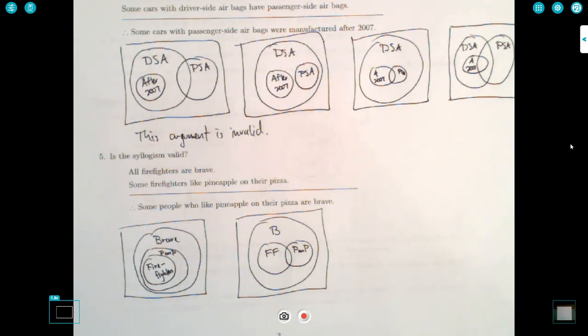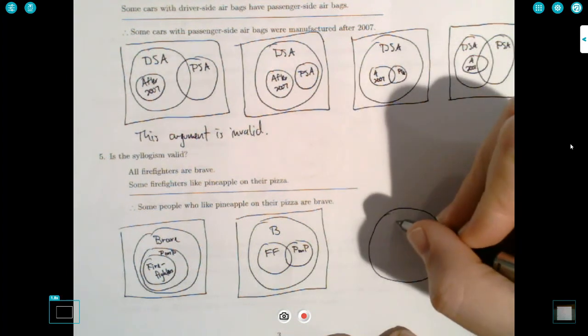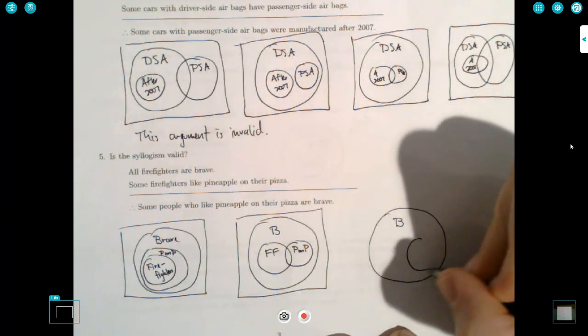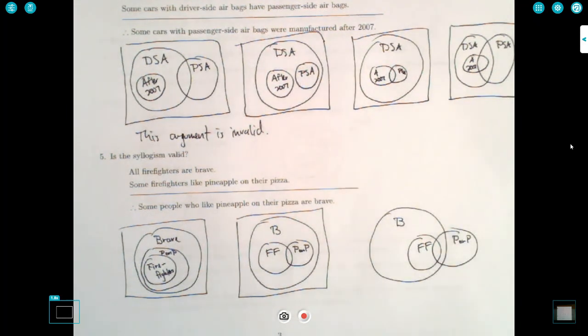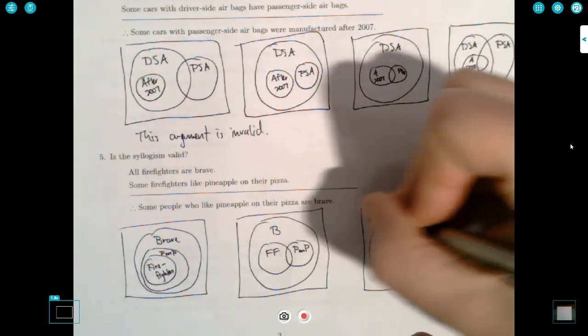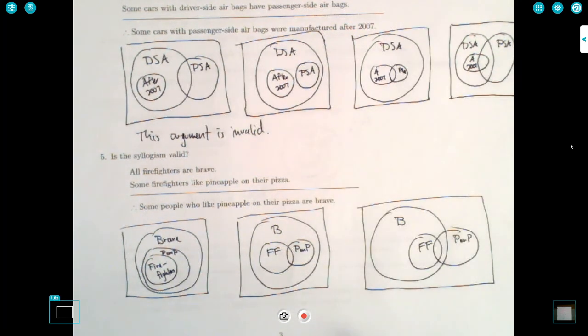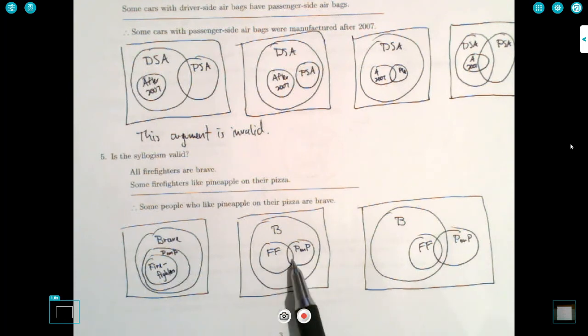How else could we draw it? You could draw it like this. Brave, firefighters, and then pineapple on pizza, right? You could draw it like that. Okay? Now there are a bunch more ways that you can draw it, but what you realize after you draw several of these diagrams, you realize that there has to be at least some overlap between the firefighters and the people who like pineapple on their pizza, because some firefighters like pineapple on their pizza.